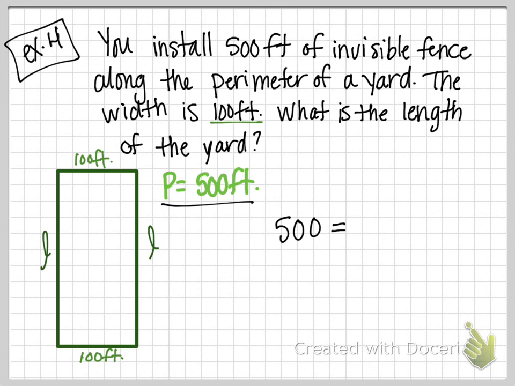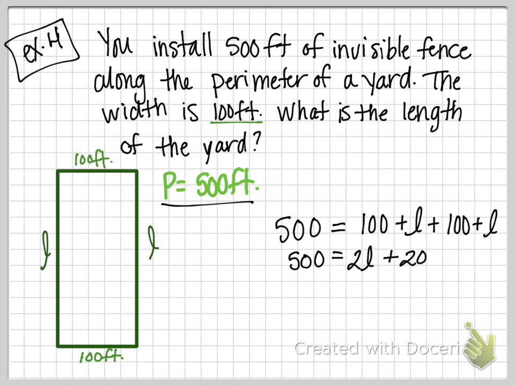Well, we know to get to 500, we add up all the sides. 100 plus L plus 100 plus L. And then we can combine the like terms on the right side. We would have 2L plus 200. So this is going to be my equation. And from here, now I have something that I can solve for and get L by itself to figure out what the length is on this yard.